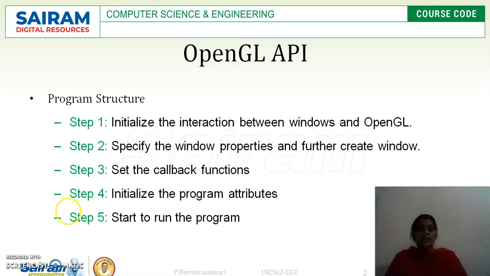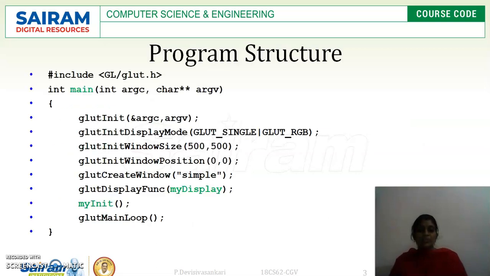Next we have to set the callback functions. If you want to use any event driven methods in the program, then we have to set the callback functions. The fourth step is to initialize the program attributes. Anyway, in this video itself I will be explaining the primitives as well as the attributes. Certain properties of the object are called attributes. Finally, we start to run the program. So these are the main steps of an OpenGL program.